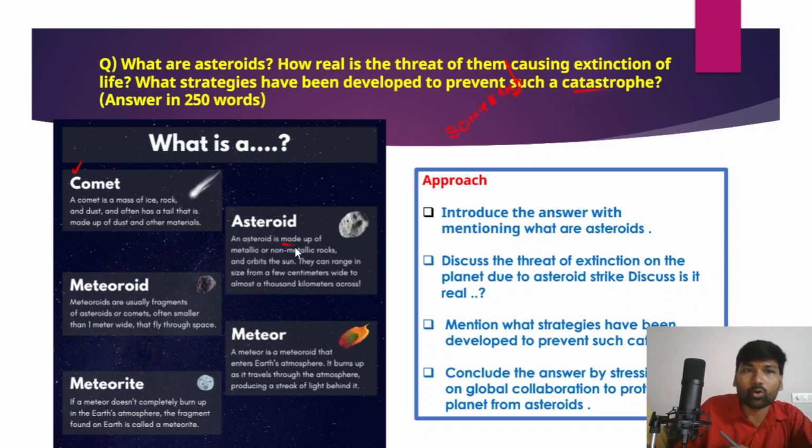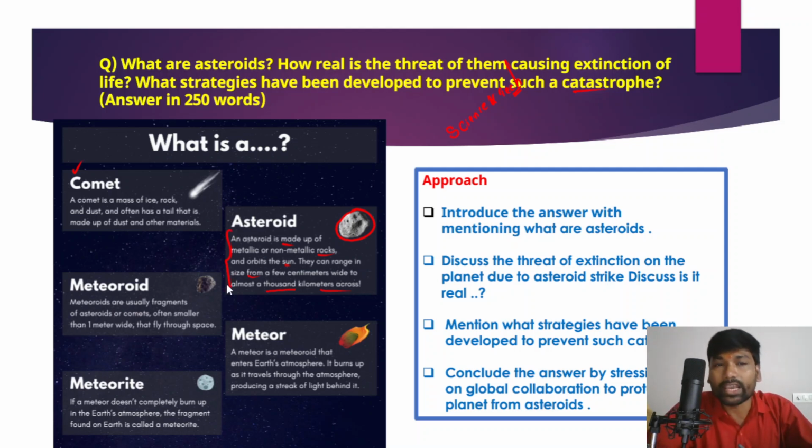An asteroid is made up of metallic or non-metallic rocks. So this is how an asteroid actually looks like. It is a metallic or non-metallic rock that orbits the sun, right? So it actually orbits the sun, and they can range in size from a few centimeters wide to almost thousands of kilometers across, right? So that is known as the asteroid.